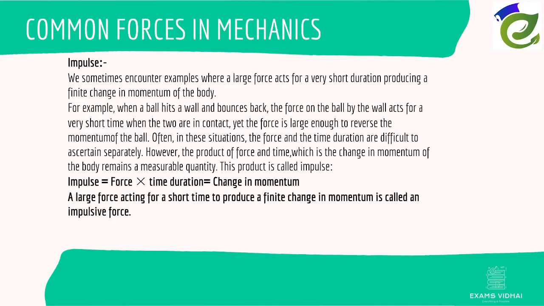Simply, we can define it as the product of force and time, which is the change of momentum, a measurable quantity, and this product is called impulse. That is, force into time is known as impulse. That is equal to the change in momentum, nothing else. That is, impulse equals delta P, the change in momentum. Here we can say F into the time duration, delta t.